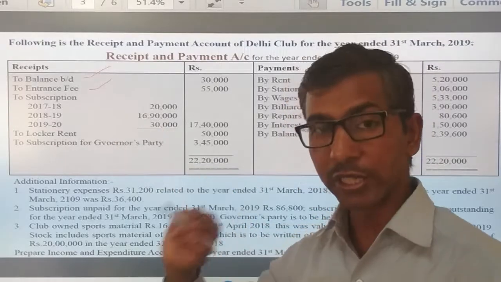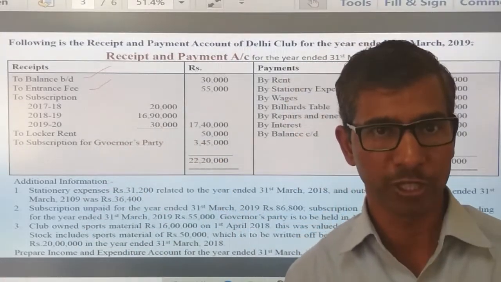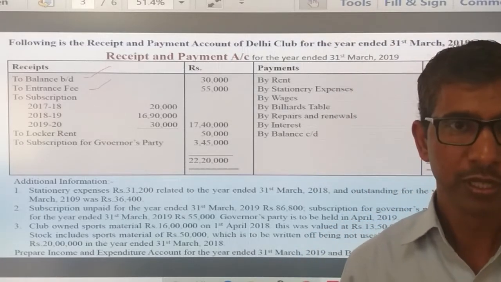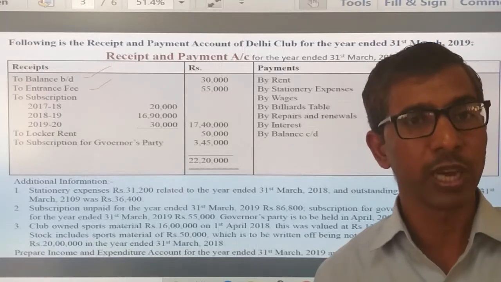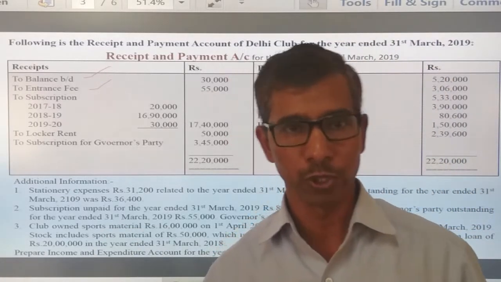Then subscription is here. Current year subscription we have to show in the income and expenditure account. If there is any advance, that will come in the balance sheet. If there is any outstanding, that also will come in the balance sheet. It depends on the date, whether it will come in the opening or closing.